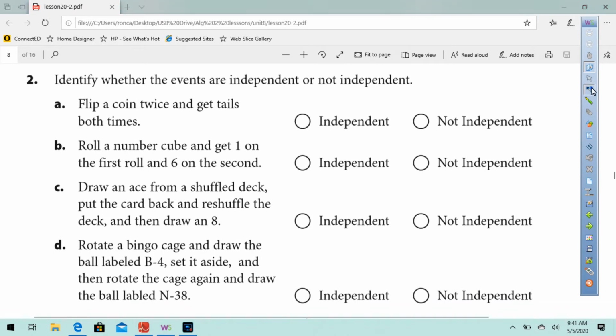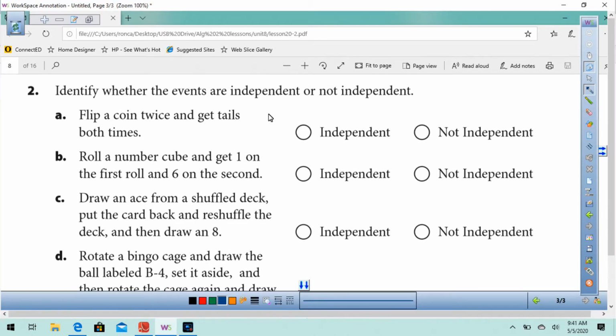Identify whether the events are independent or not independent. Flip a coin twice and get tails both times. That's going to be independent, because the second flip does not depend on the first flip at all. It's two totally different flips. Roll a number cube and get 1 on the first roll and a 6 on the second. Again, independent, because it's still a 6-sided cube, so each roll is independent of each other.